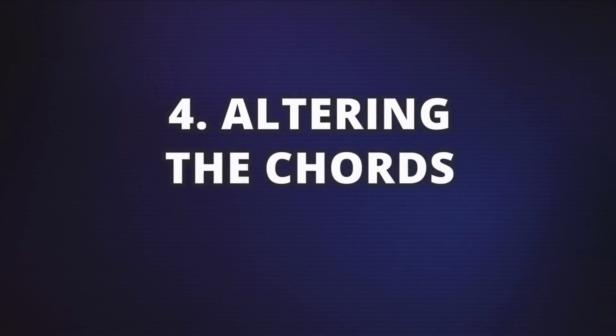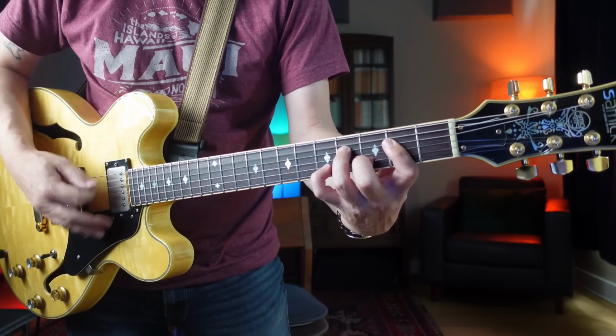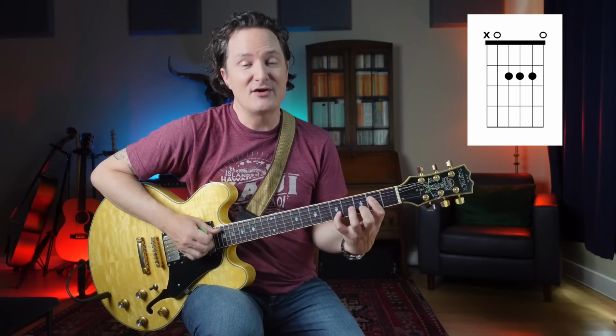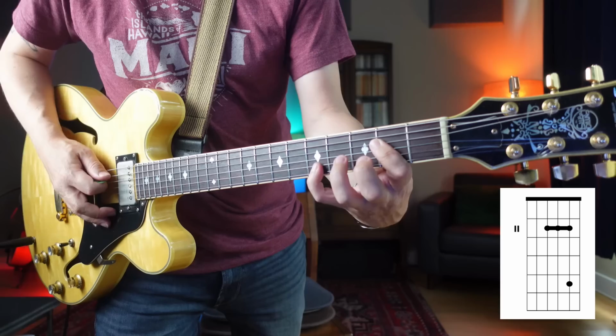Number 4, add different tones to some of the chords. That's a really good one. And so where do we get those tones from? We can just grab a note from whatever the pentatonic is nearest to us. So what I'm doing here is I've got this A chord. I could take this E here. That's just the 5th fret of the B string.